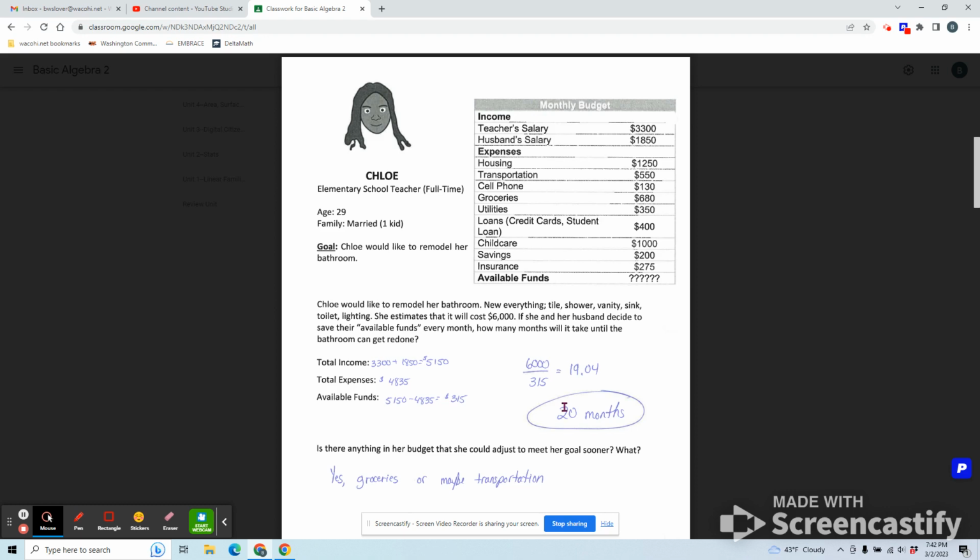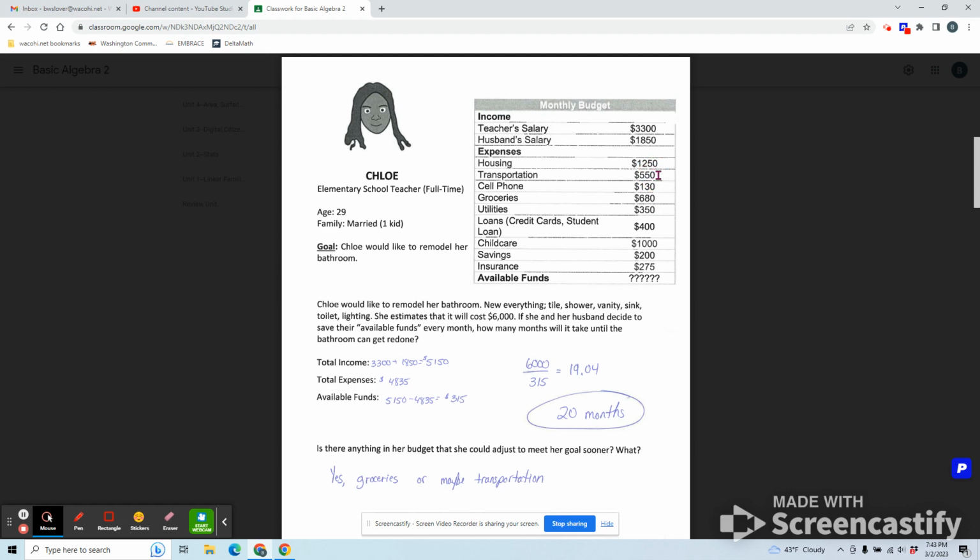Now that seems like a long time. So maybe there's something that they can adjust in their budget. Well, they could adjust groceries. Maybe they don't need to spend $680 on 3 people a month.